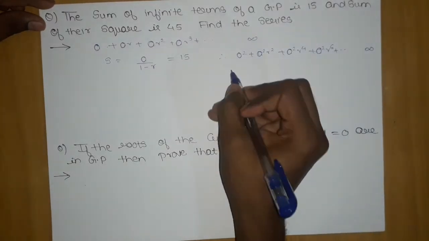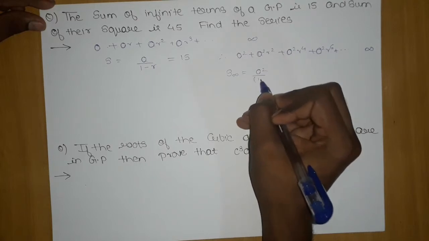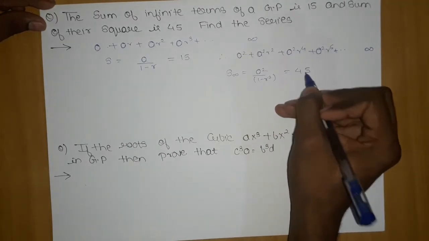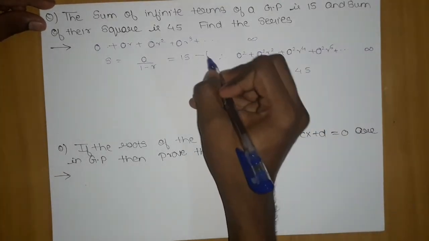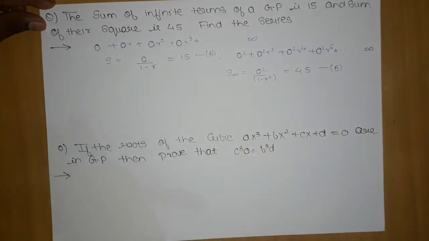Now here this sequence is infinite, its sum a upon 1 minus r, and a square upon 1 minus r square will be equal to 45, as they have told. Now here I have the first as A, this I have as B. Now I want to find r and a.